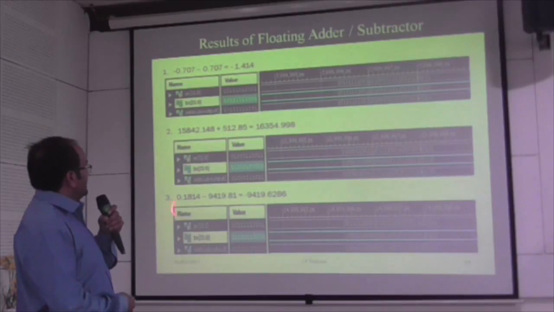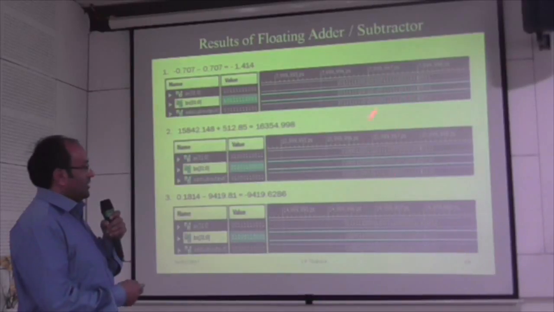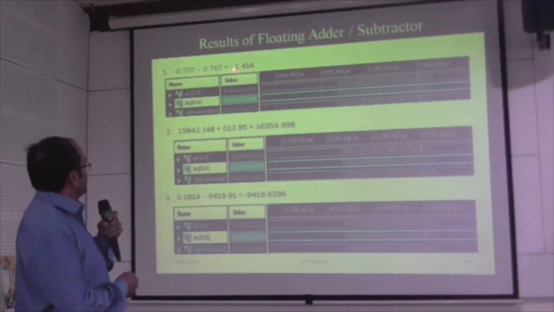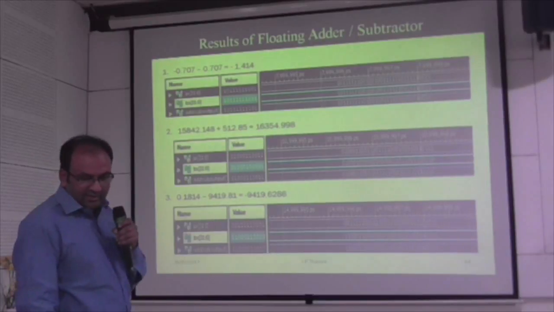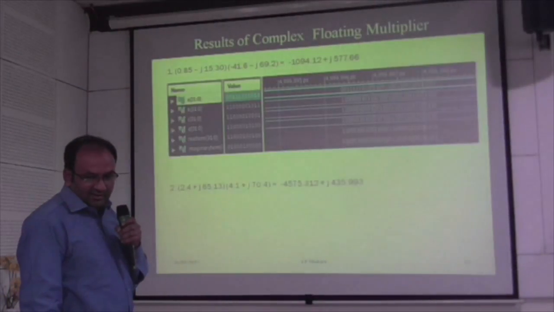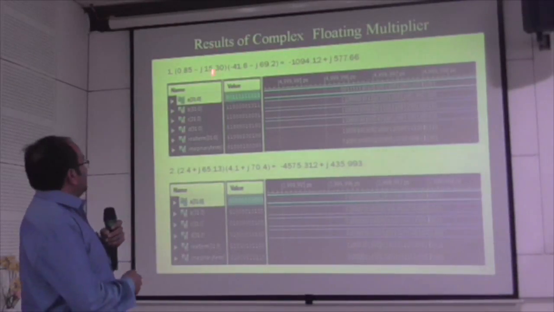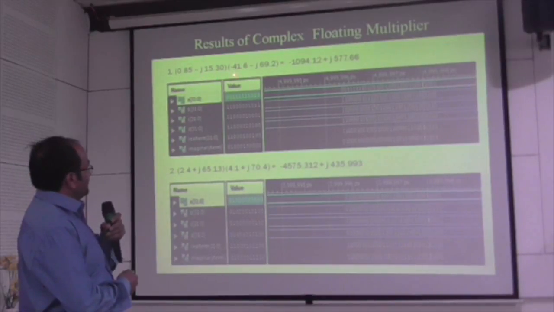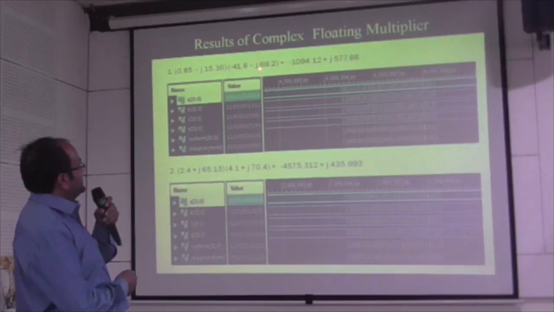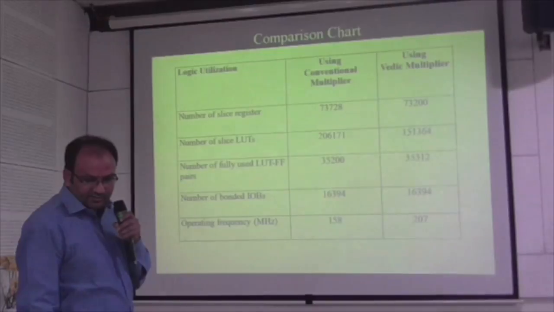For the numbers, if I convert this, I use the Google calculator. I put these values there and checked. So I found this is minus 1.414, and the last bit is the sign bit. Then the result of the total complex multiplier, a minus jb, minus c minus jd. Likewise I have performed this, and for these two I got the results.